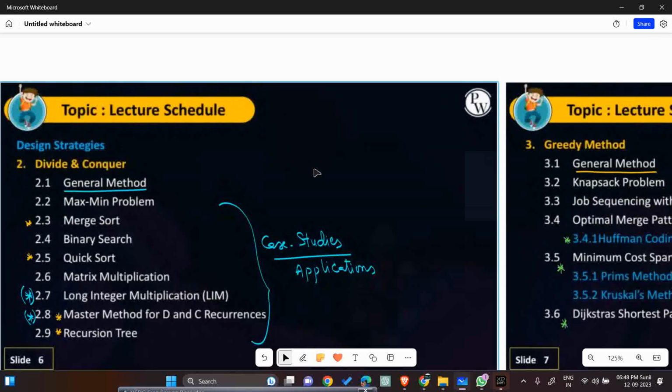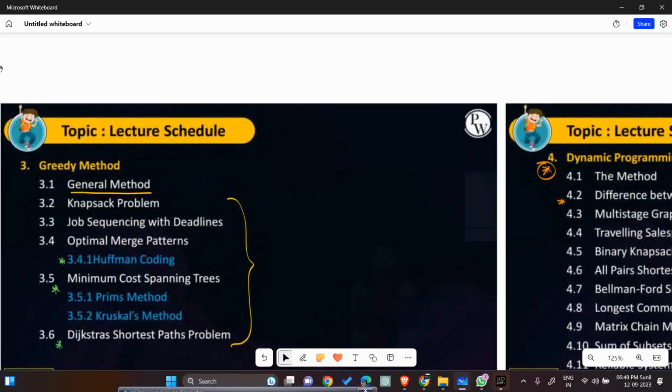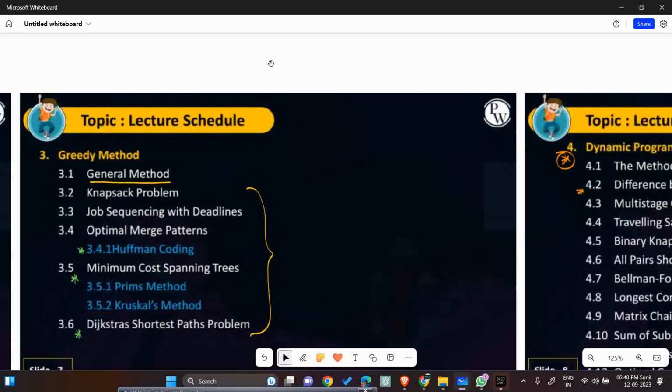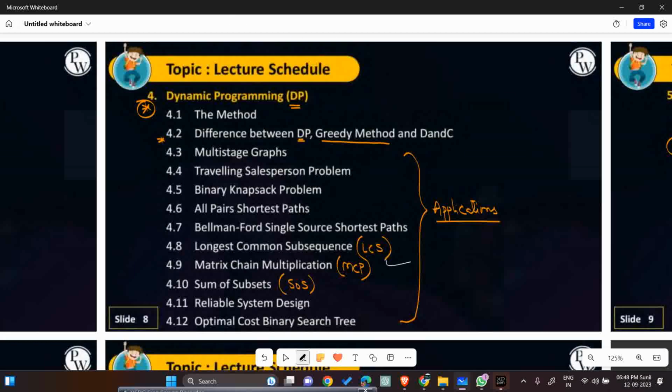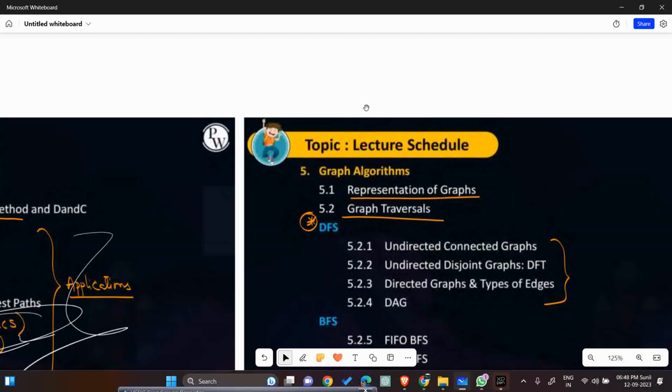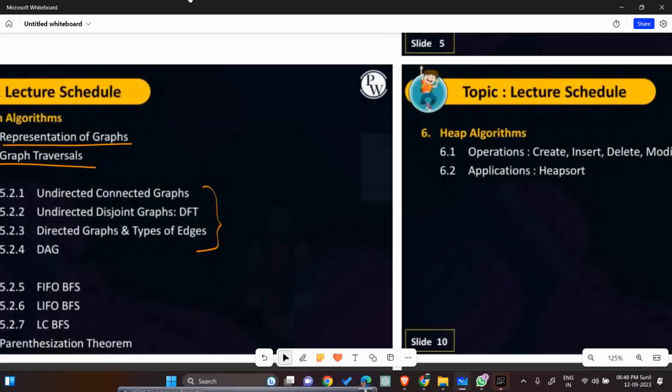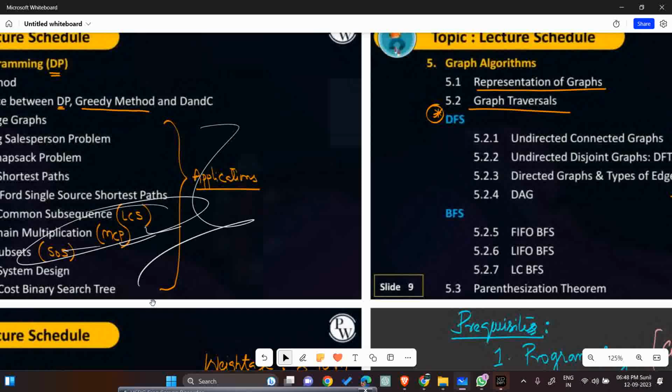Lecture schedule, divide and conquer. This is the general method. These are quick, short things. Lecture schedule, greedy method, and dynamic programming. These are topics like LCS, MCP. These are the important problems, I think. These are applications and methods of dynamic programming. This is important for 1 or 2 mark questions. Graph algorithms and all, right?